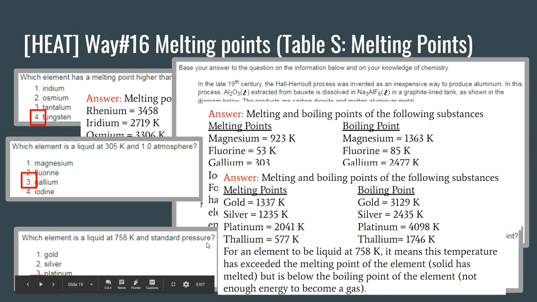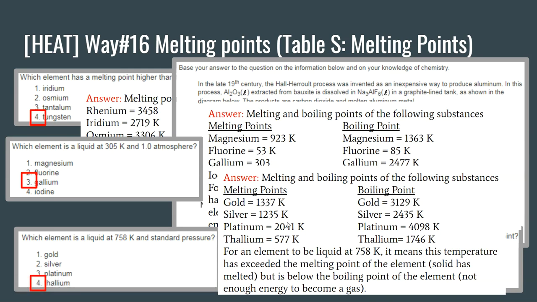At 758, thallium has completely melted because its melting point is 577, but it's not quite become a gas. And if you see, all the other elements have melting points way above 758. Therefore, gold, silver, and platinum should all be solids. They haven't quite reached the melting point.